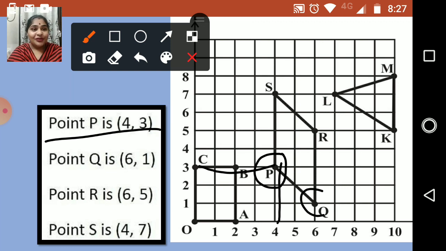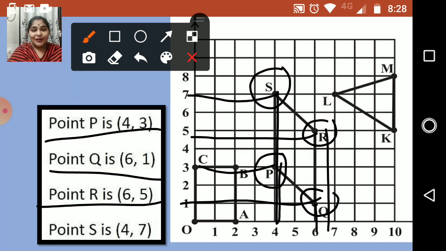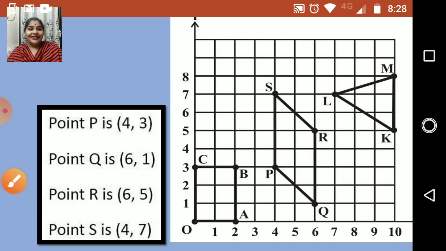Next one is Q. If you go on x-axis, it is 6, and on y-axis it is 1. So coordinates will be 6, 1. If you see R, if you come down, it is 6, and if you go this side, it is 5. So 6, 5 are the coordinates of point R. And S is 4, 7. So 4, 7 are the coordinates of point S. I hope this is clear.